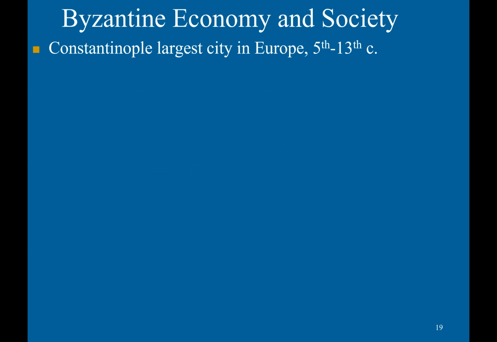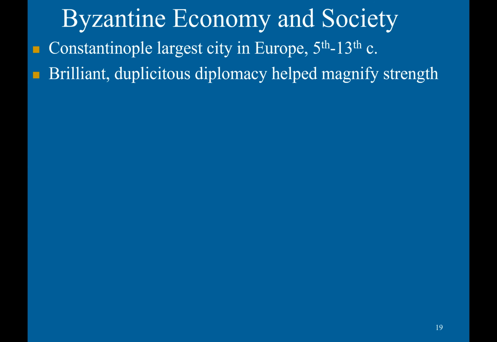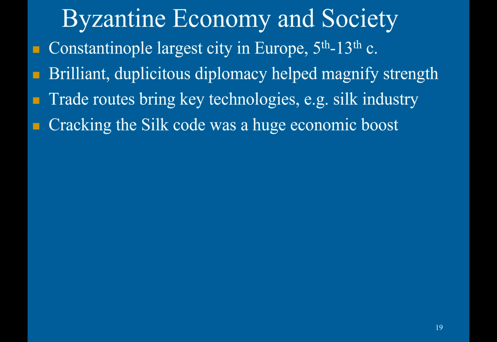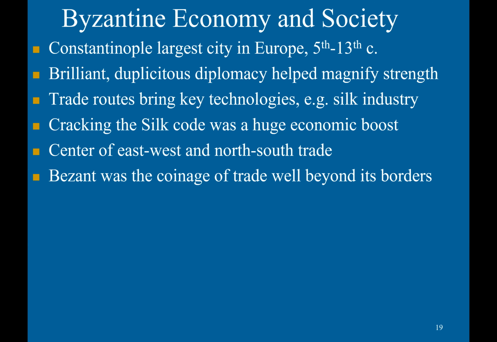Constantinople was the largest city in Europe from the 5th to 13th century CE. Its brilliant and duplicitous diplomacy helped magnify its strength and basically allowed it to punch above its weight. And trade routes brought key technologies, especially the silk industry, which they managed to somehow obtain from China, who had kept it highly secret. Cracking the secret of silk was a huge economic boost, making them more commercially competitive. Moreover, Constantinople was located at the center of East, West, and North-South trade. Therefore, you get even more goods and ideas coming in.